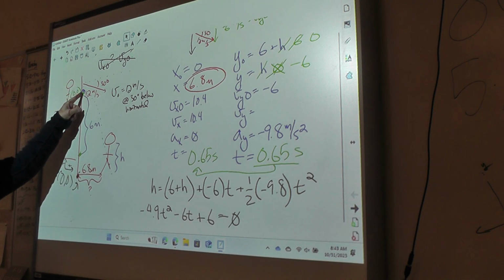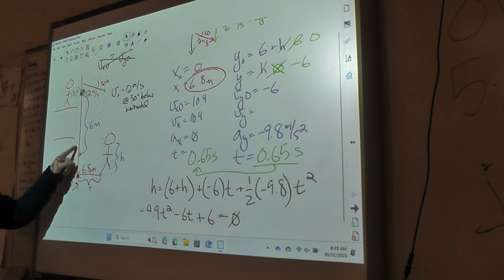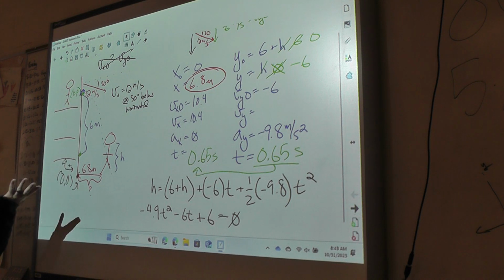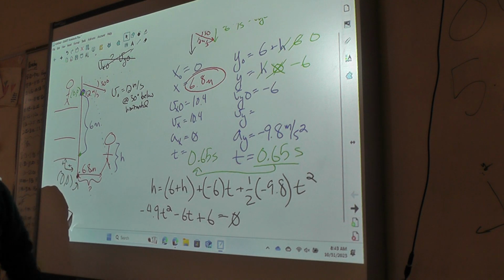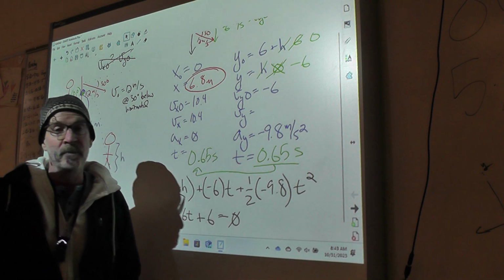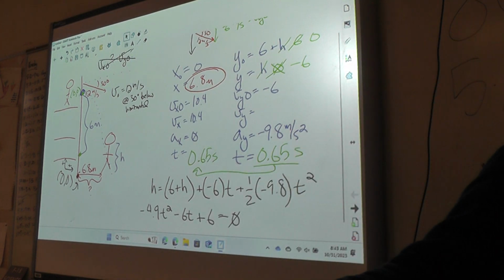I would have put it here. This is where I would have put it, because that is some known point. We know it starts there and it ends 6 meters below where it started. We could do that with the projectile launcher too. This is basically a projectile launcher that's been aimed down. Okay, that is all I've got for you.